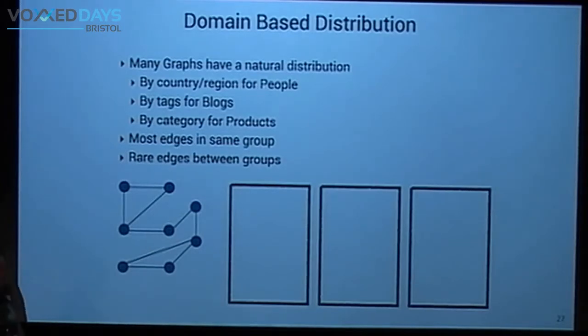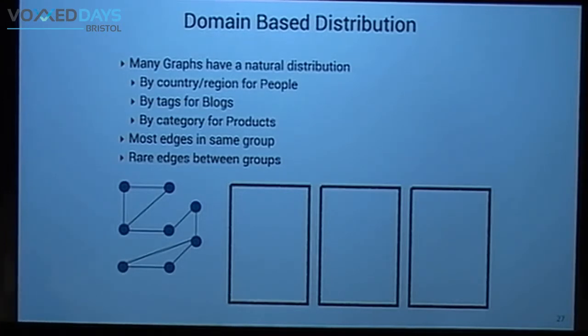And because of this, we are actually able to use a different type of sharding for graphs. And that is what we call domain-based distribution. Many natural graphs have a distribution in their nature. So for people, it's more likely that you have friends in the same country, and it's unlikely that you have a lot of remote friends. Therefore, sharding a graph based on the living country of persons is a pretty good idea.